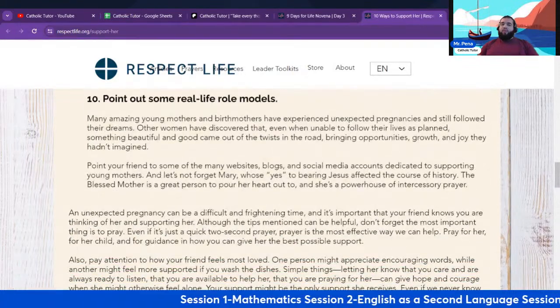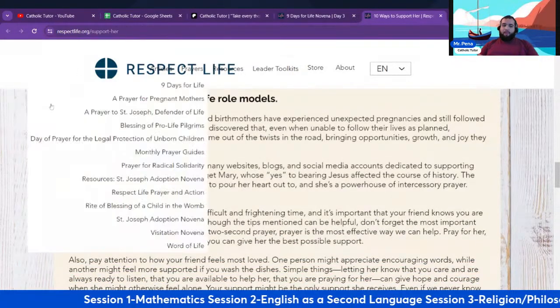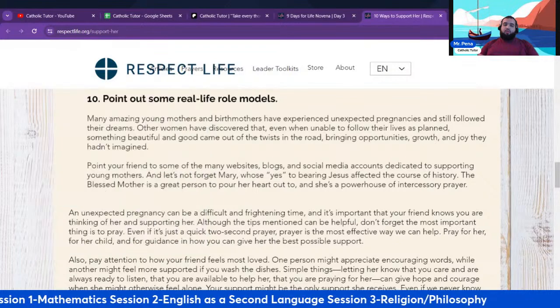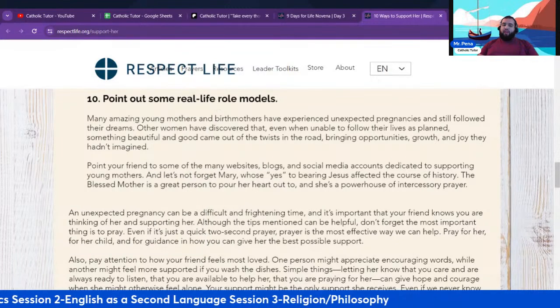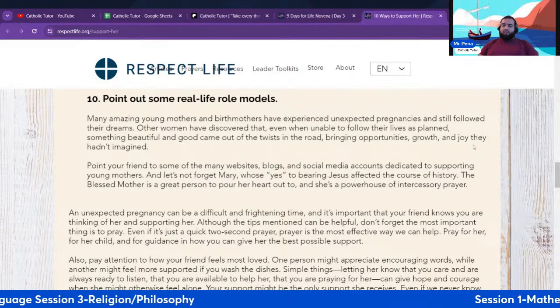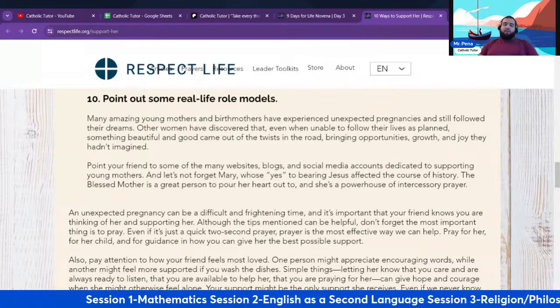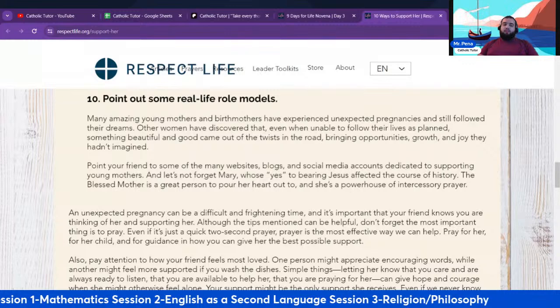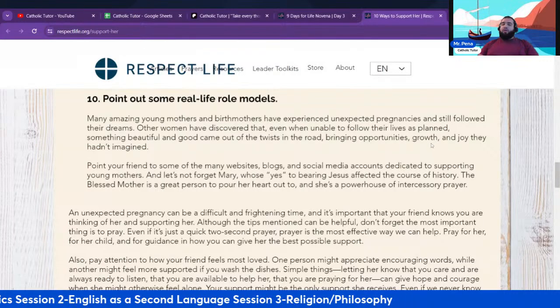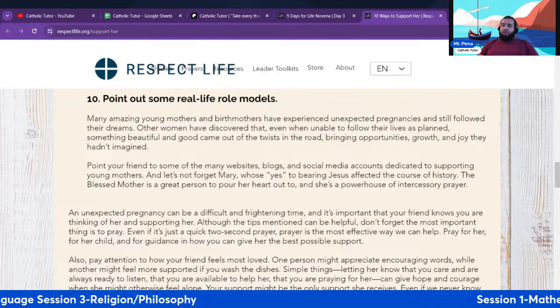Number 10, point out some real-life role models. Many amazing young mothers and birth mothers have experienced unexpected pregnancies and still followed their dreams. Other women have discovered that, even when unable to follow their lives as planned, something beautiful and good came out of the twists in the road, bringing opportunities, growth, and joy they hadn't imagined.